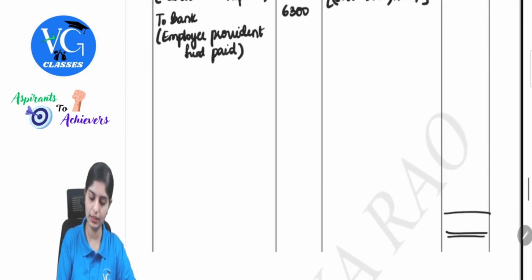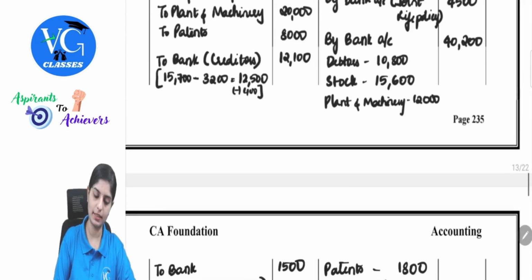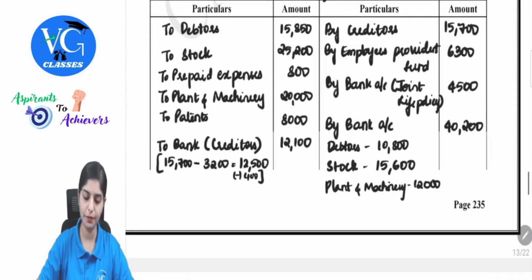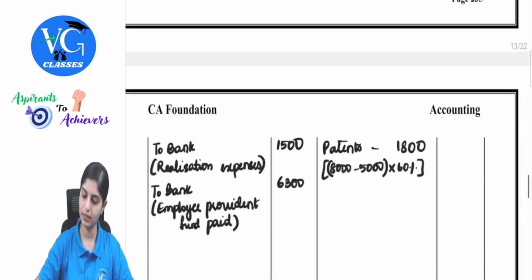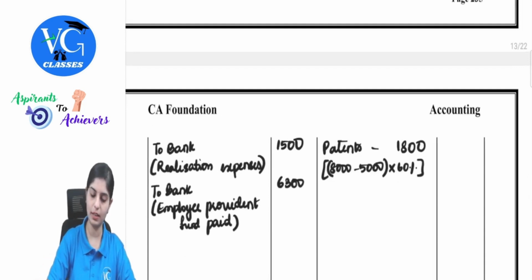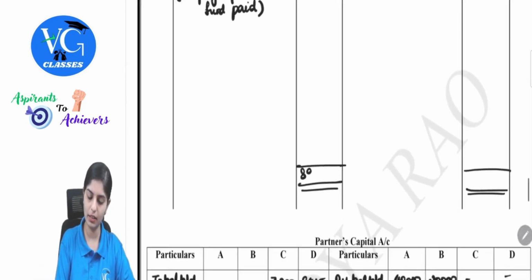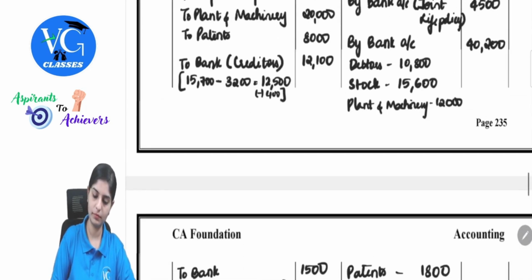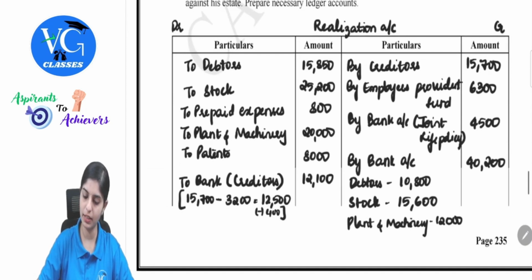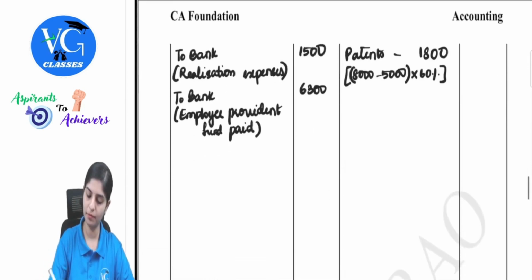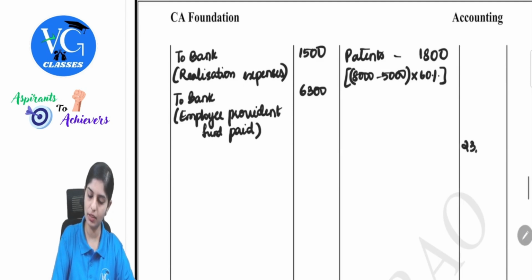Now let's close. Since there is insolvency, there is realization loss. 15,850 plus 25,200 plus 800, 20,000, 8,000, 12,100 plus 1,500 plus 6,300. This is 89,750, minus 15,700, minus 6,300, minus 4,500, minus 40,200. This is 23,050, by partners capital account.